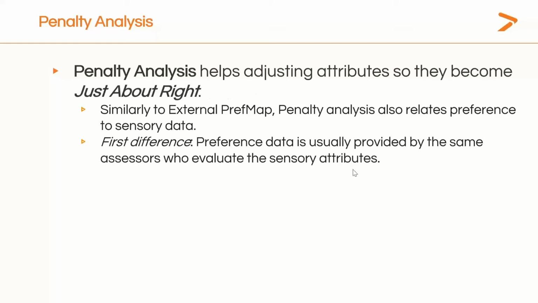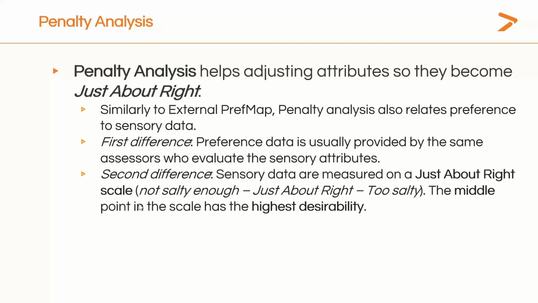First difference is preference data is usually provided by the same assessors who evaluate the sensory attributes. So in preference mapping, we've seen that we can have different blocks of assessors. One block assessing preference, another one assessing sensory attributes. In this case, the same assessors should be evaluating liking scores or satisfaction scores and sensory attributes.